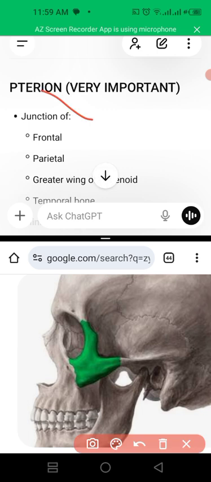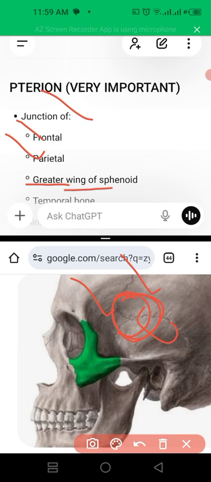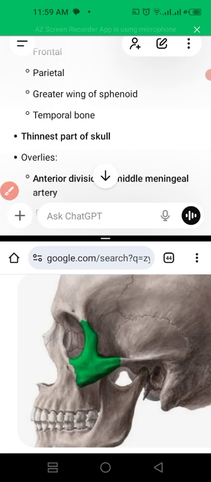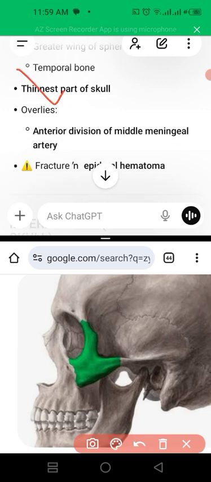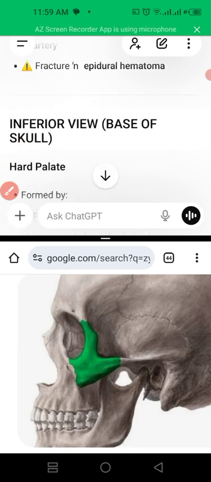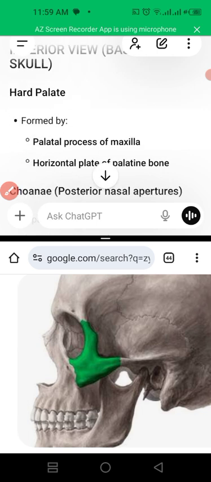Okay, pterion. This area is known as the pterion. It is the junctional part of the frontal bone, parietal bone, wing of the sphenoid bone, and temporal bone. Their meeting point is known as the pterion. It is the thinnest part of the skull. The anterior division of the middle meningeal artery overlies here, and a fracture results in an epidural hematoma.